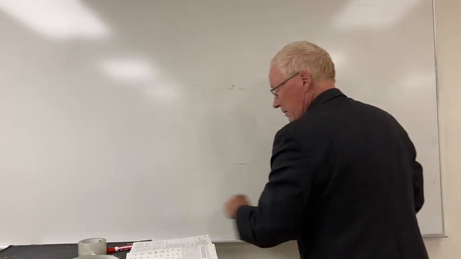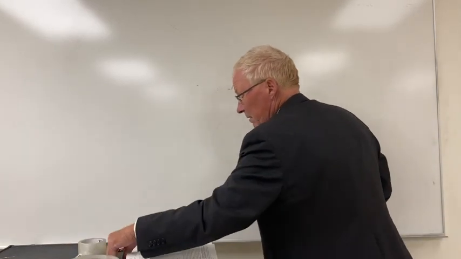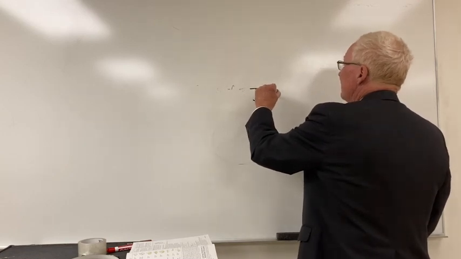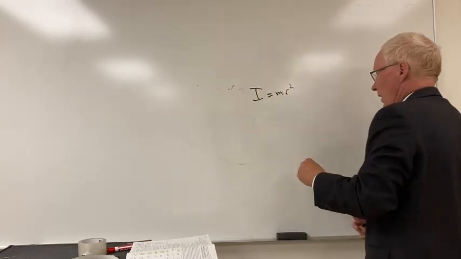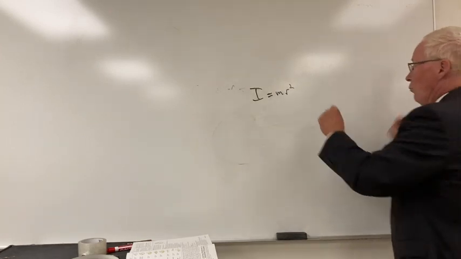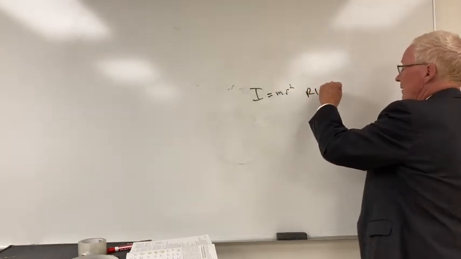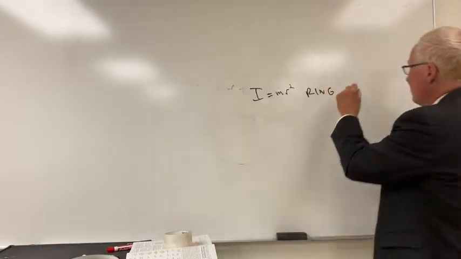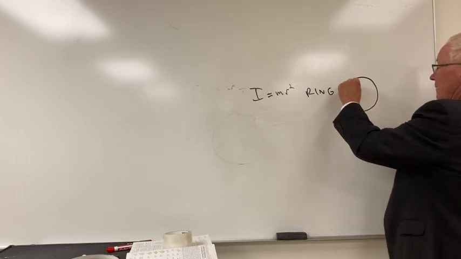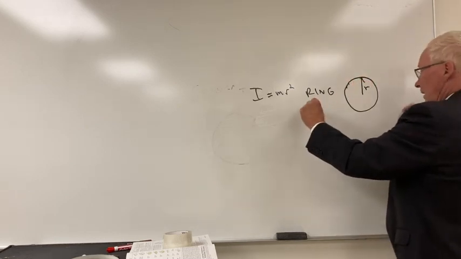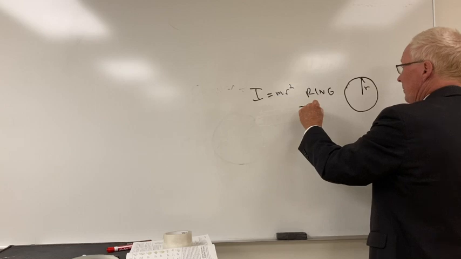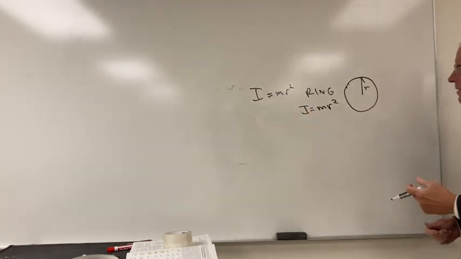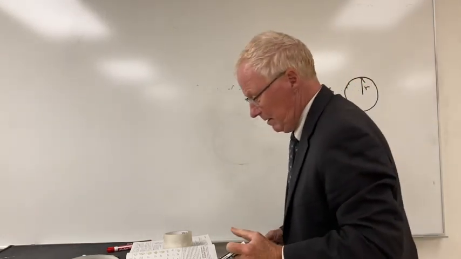So, moment of inertia depends roughly on mr squared, but it's a little more complicated than that. If we have a ring like this, where all the weight's concentrated on the outside, then I is given by mr squared. So let's do an example here.